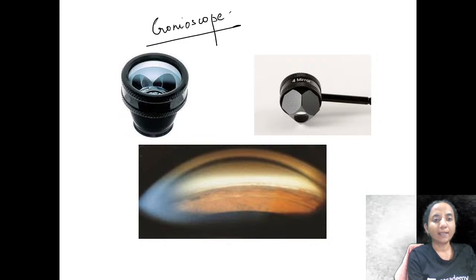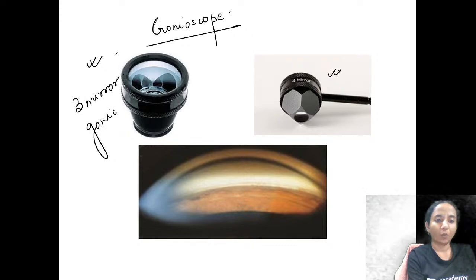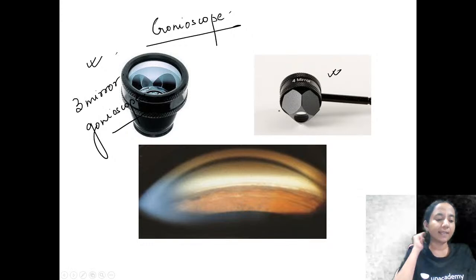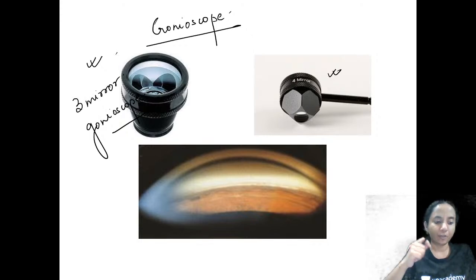This first one is a three-mirror gonioscope, and this is a four-mirror gonioscope. The first one, the three-mirror gonioscope, allows you to see three angles in one go. Whereas the second one, the four-mirror gonioscope, allows you to see all four angles, that is 360 degrees, in one go. And it has a handle attached to it.